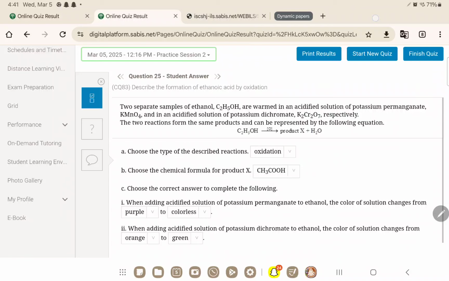Okay, so like I told you, whenever you see this O, it's oxidation. Now the chemical formula for product X is, because we're making it out of ethanol, we're going to make a carboxylic acid. So you're going to get rid of an H2O, and then it'll have the formula CH3COOH. Memorize this.